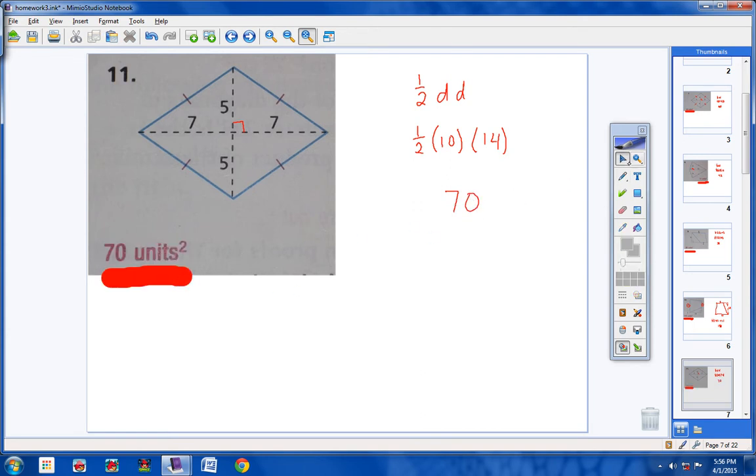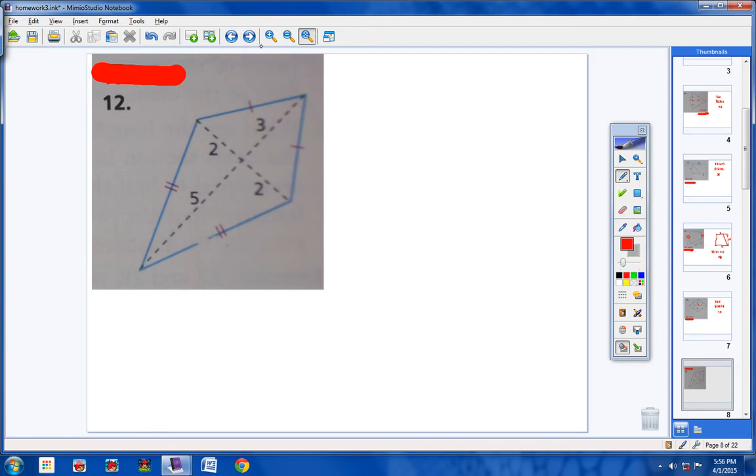By the way, if you notice something about all of your rhombi so far, the diagonals are not only perpendicular, they also bisect each other. And of course that's true with all parallelograms. We learned a long time ago that the diagonals of a parallelogram bisect each other, and a rhombus is a parallelogram. Alright, moving on. Number 12.